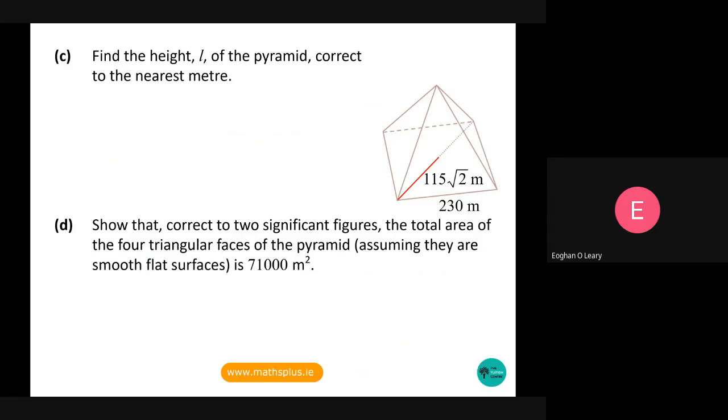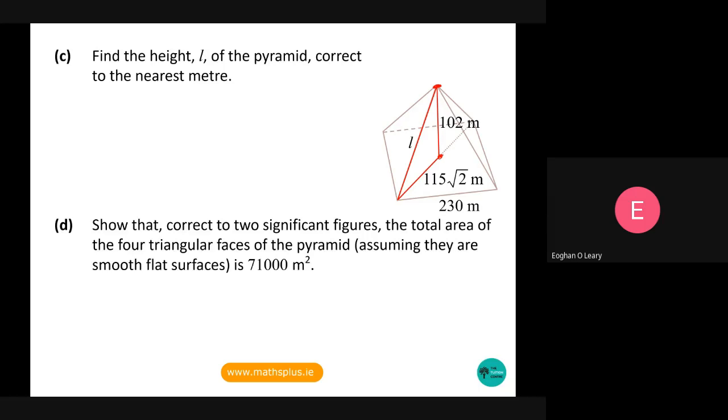Okay, part C. We're going to use our answer from part B to find the height L of the pyramid. So you got to be careful with the wording here because it's labeled as L in the diagram. So it's kind of like the edge of the pyramid, correct to the nearest meter. We know, of course, that the height from the apex to the center of the base is 102. We know that from part A.